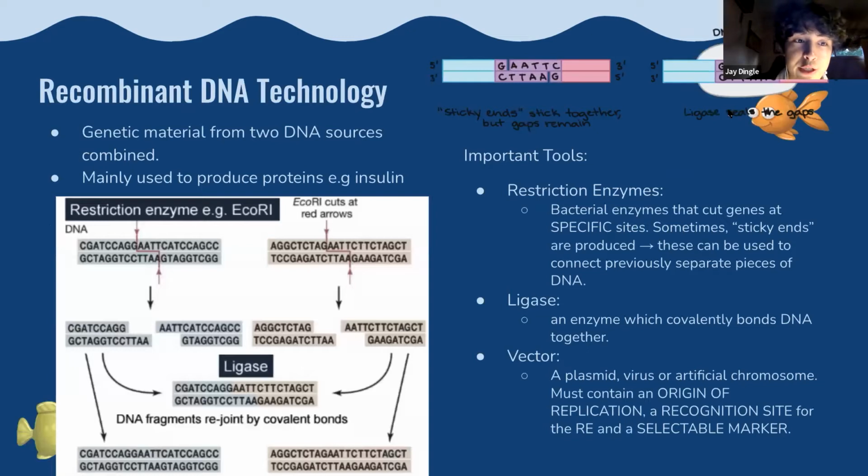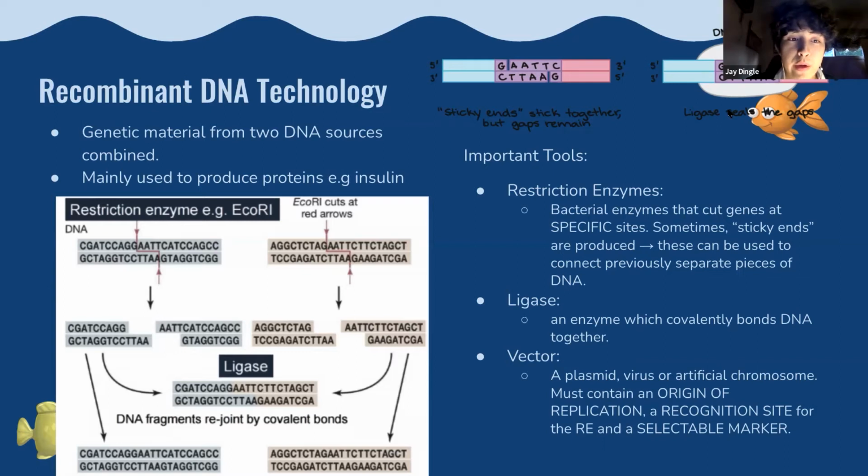And this is essentially where we grab genetic material from 2 different DNA sources and we combine them. And buzzwords that you want to be looking for in an exam situation is anything relating to the production of proteins. So recombinant DNA technology is mostly used for the production of proteins such as insulin. So keep an eye out for that if you get an exam style question asking about that.